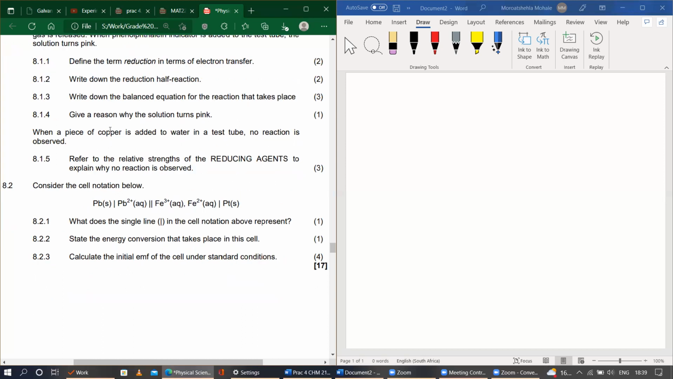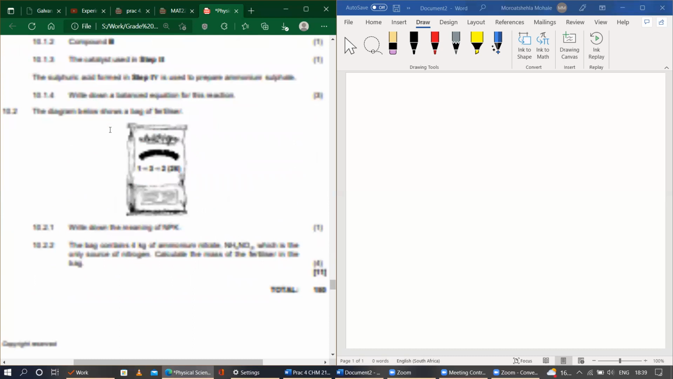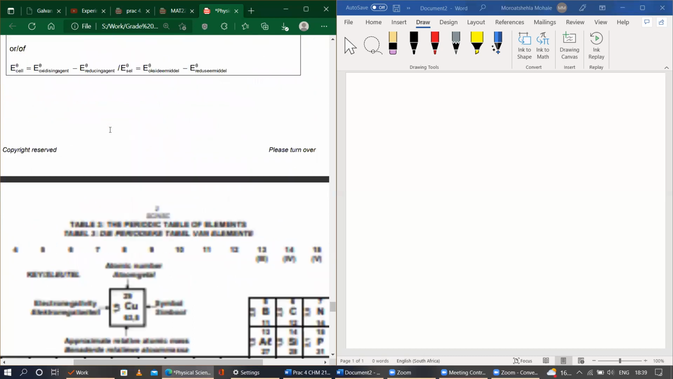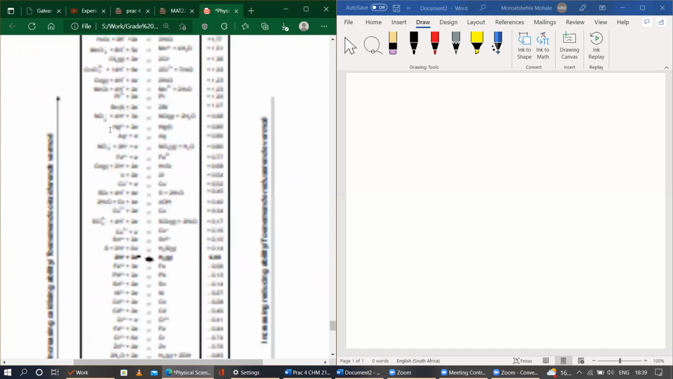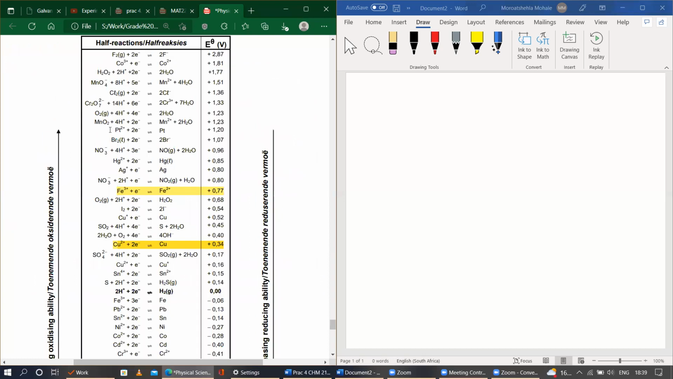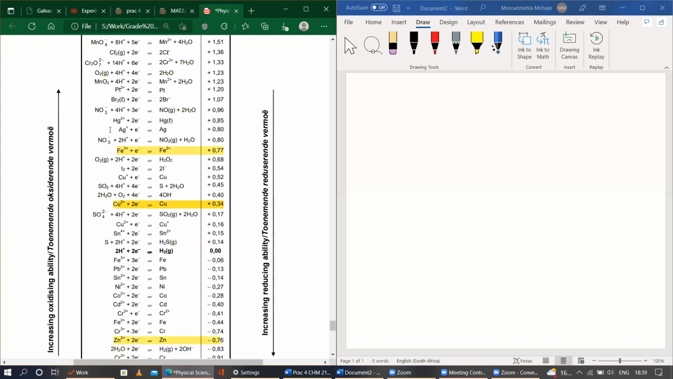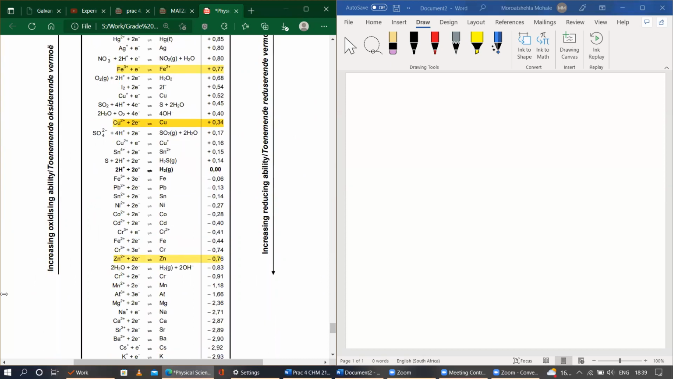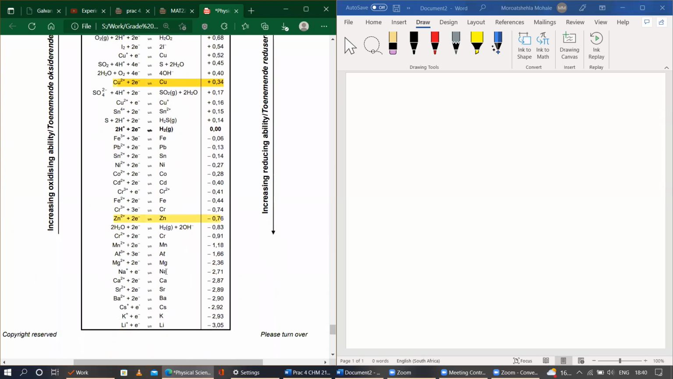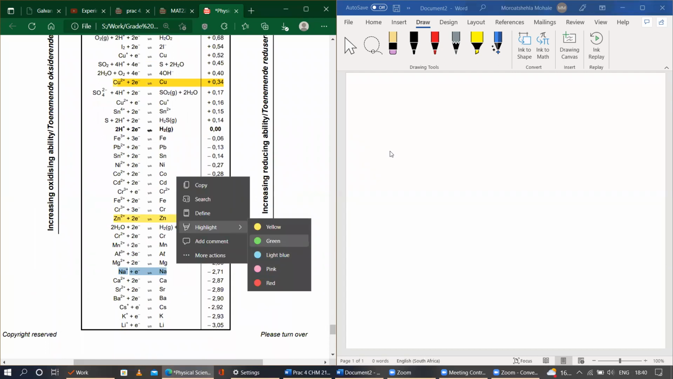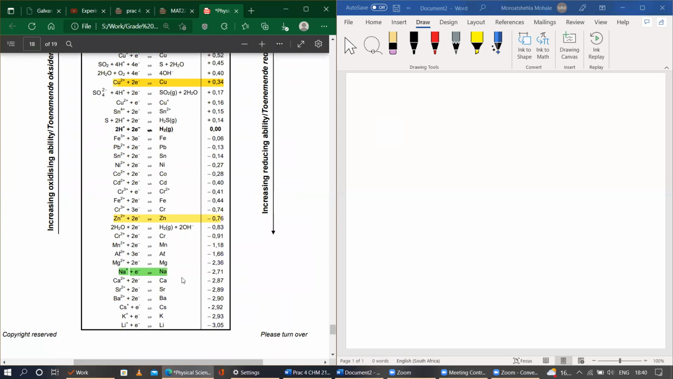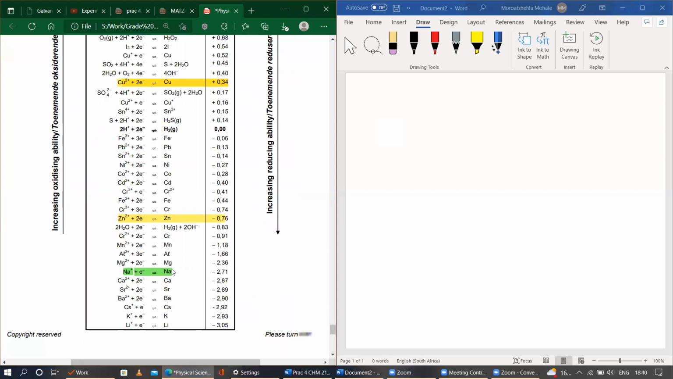So for the reduction half reaction, you just simply go to your table, which you have here, and look for sodium. Then we have sodium down here. So for your reduction half reaction, you just have to write this equation. Let's go back up.